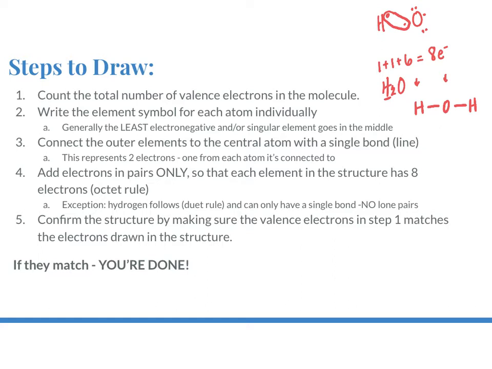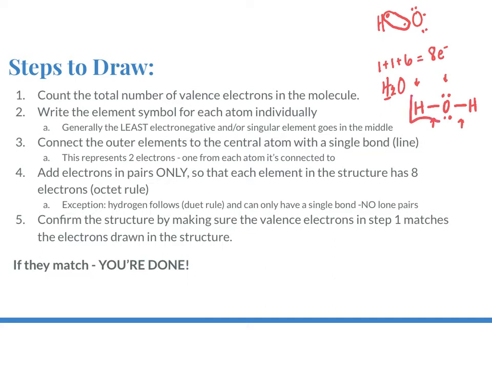But my oxygen, in my drawing right now, only has 4 electrons. So that's 2 electrons here and 2 here. So I'm going to have to add lone pairs in order to make it happy with 8 valence electrons. So I add those lone pairs. All right, so at this point, you're going to confirm the structure by making sure that the valence electrons in step 1 match the electrons drawn in my structure.